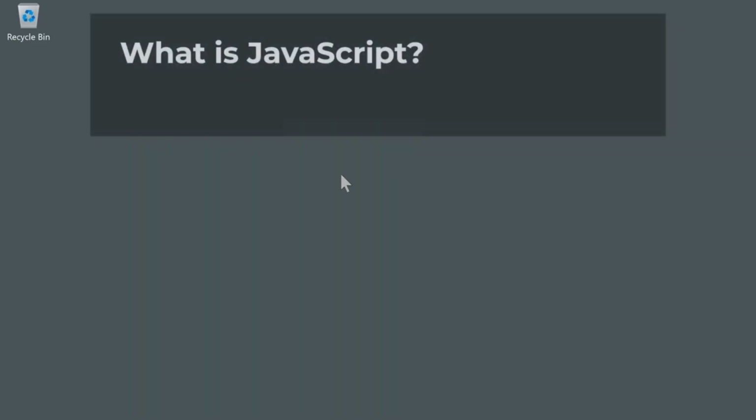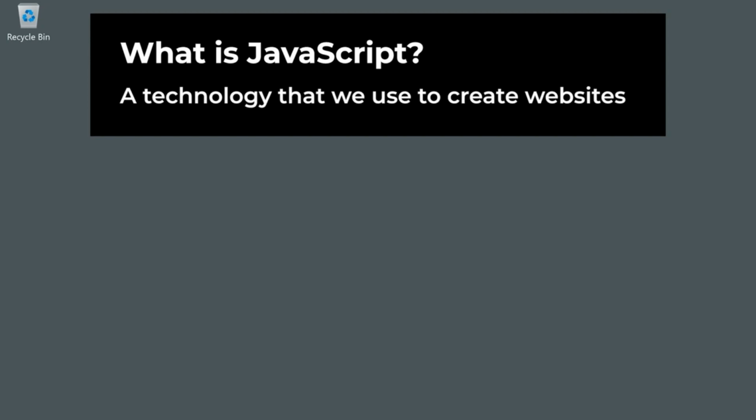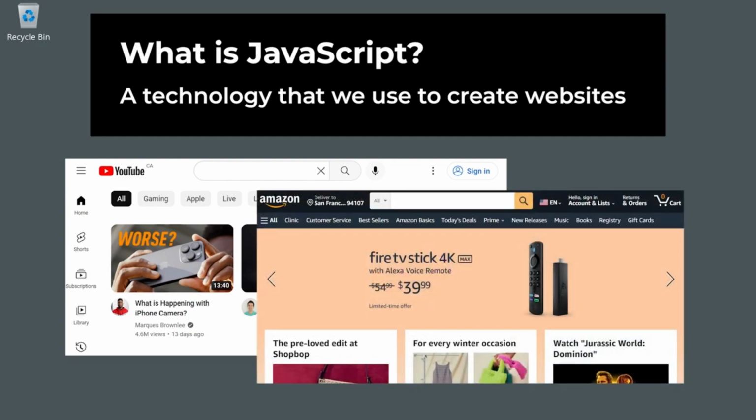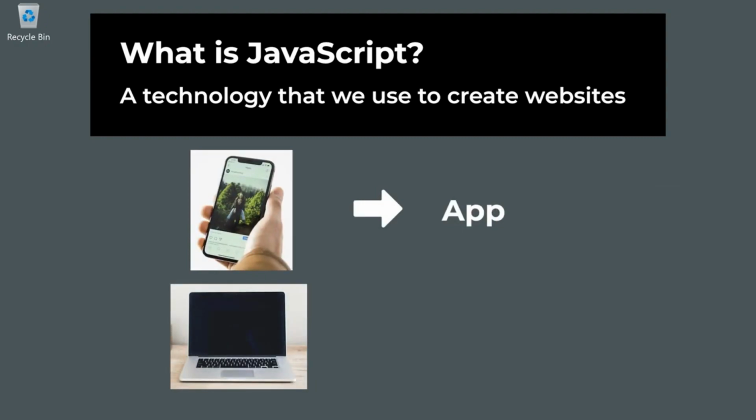First of all, what is JavaScript? JavaScript is a technology that we use to create websites. A website is like YouTube.com or Amazon.com. It's how we access YouTube and Amazon on our computer. If we were using a phone, we usually use an app, but on our computer, we use a website.